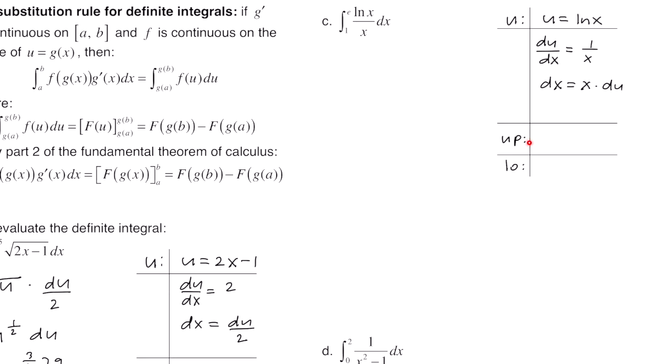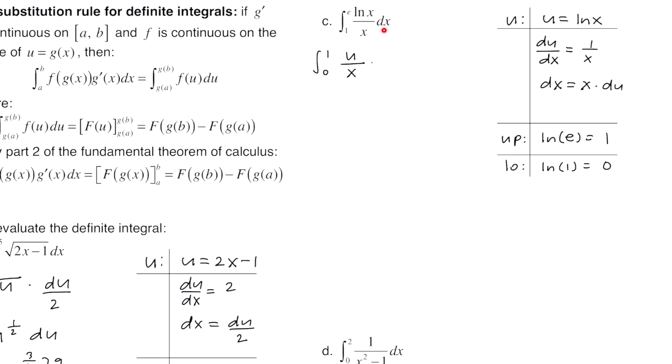Next, we're going to convert our upper and lower limits. So our upper limit right now is e. We're going to take e and plug it in for x into the expression we're letting u equal. And ln of e equals 1. Next, we take 1 and plug it in for x, and ln of 1 is 0. Now we're ready to plug everything in over here. Remember, we're plugging u in for ln of x, so we go u over, and then this is going to be the rigged part of the problem, so we're just going to drop it down.